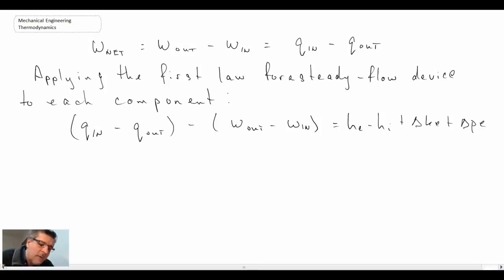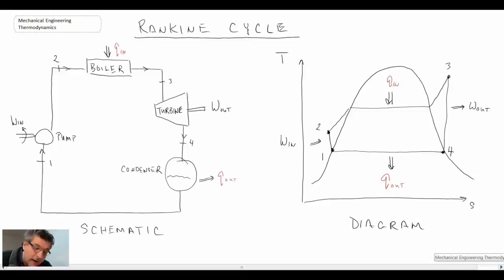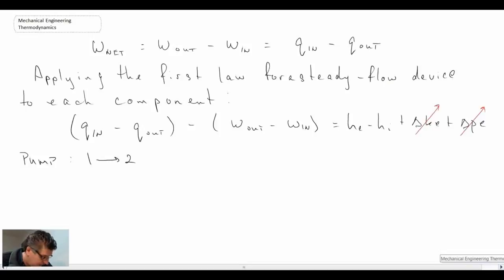Now, we're usually dealing with a device that's stuck to the ground. It's not moving, and consequently, we will neglect kinetic and potential energy. So the first component that we will look at will be the pump. And in the pump, if you look back to the process diagram and the schematic on the previous slide, in the pump we're going from state 1 up to state 2. And so let's take a look at that.